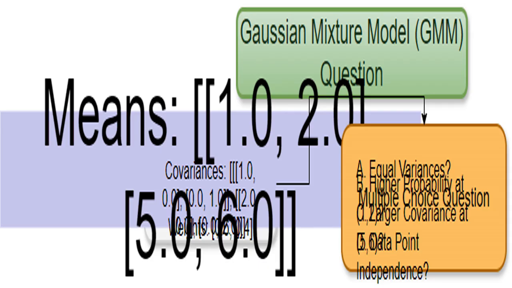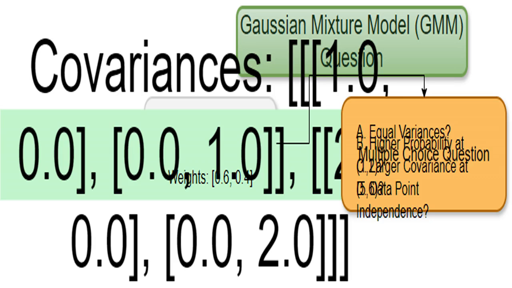These are the centers of our two bell curves. One center is at 1, 2, and the other is at 5, 6. Think of them as the average location of data points within each cluster. This shows how spread out the data is around each center. The first cluster, 1, 2, has a covariance of 1, 0, 0, 1. The second one, 5, 6, has 2, 0, 0, 2. The higher the numbers, the more spread out the data points are.